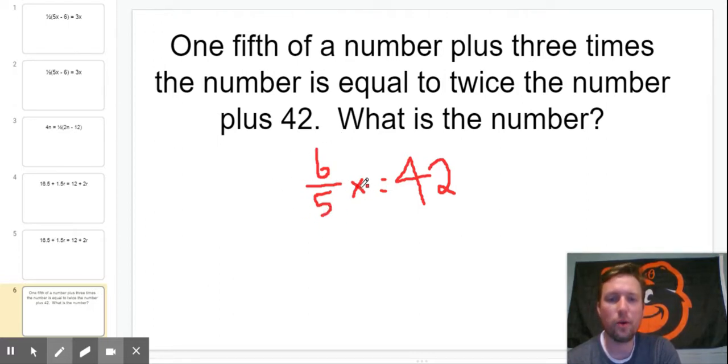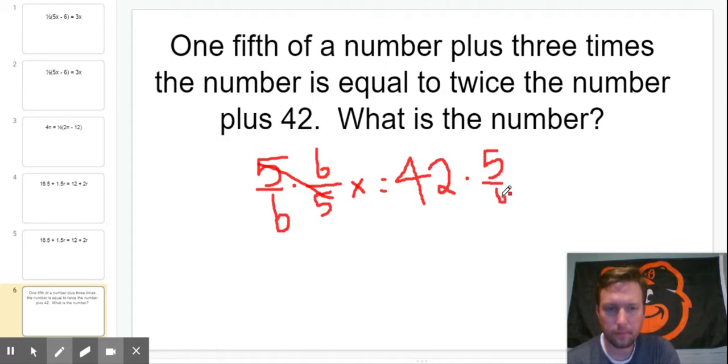And in order to isolate the variable and get x by itself, I'm going to multiply 6/5 by, that's right, 5/6. Because if I multiply 6 times 5, that gives me 30. 6 times 5 is 30. So 30/30 will give me 1. So that cancels out. Now I have to do the same thing on this side. I'm going to multiply by 5/6. Now, 5/6 times 42.